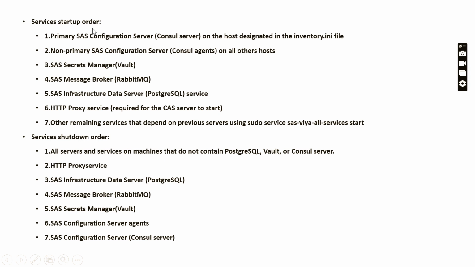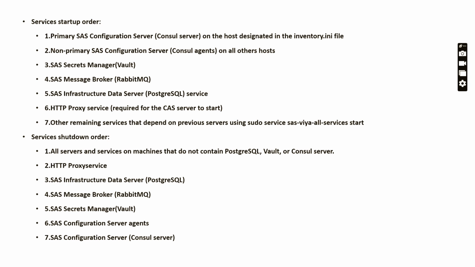This is the startup and shutdown order in SAS Viya 3.5. We already discussed all the services available in SAS Viya. First, we know the infrastructure servers. Under the infrastructure servers we have the configuration server. First, while starting up, we need to start the configuration server. Why? Because the configuration server manages the entire platform configuration. All the configuration files will be managed by the configuration server. So it is the first service we need to start.